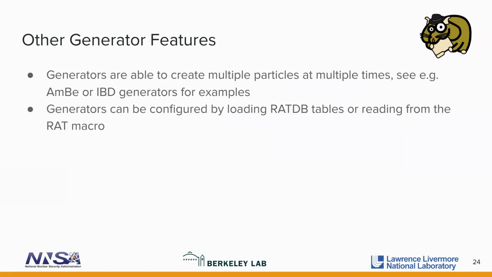I did already mention this, but I just want to reiterate that in that example right there, you only have a single event being created. Generators are able to create multiple processes at whatever times you need, like the AMBI generator or IBD generators, for examples of how to create multiple events at different times. And they can be configured by loading ratdb tables as well.